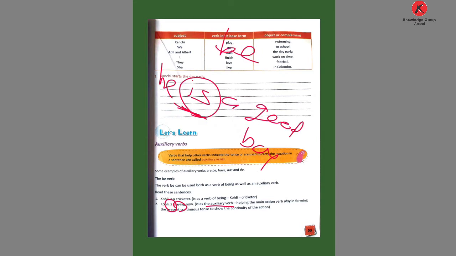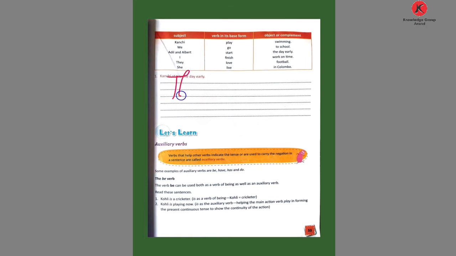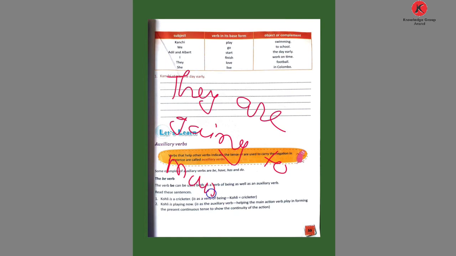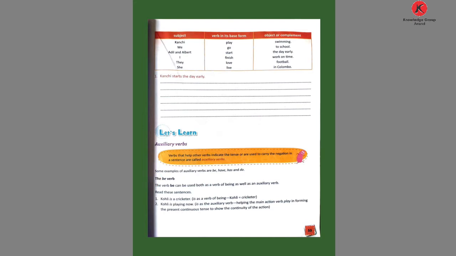If I use this to be form like this, they are going to Mount Abu. Here we use the be verb with the main verb, meaning the helping verb. This be form helps the main verb. So this is how we use the be verb in a sentence. Just like that, Kohli is a cricketer and Kohli is playing now. Is is used as the be verb.